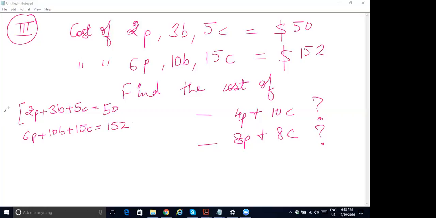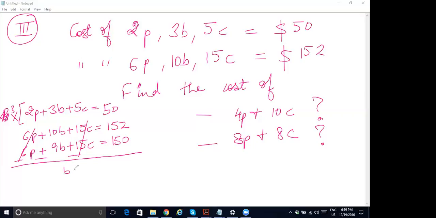Now if I multiply equation 1 by 3, then I get 6p plus 9b plus 15c. So you get the value of b. Once you have the value of b, then I already have 4p plus 10c is equal to 100 minus 6b, I mean, 6 into 2.